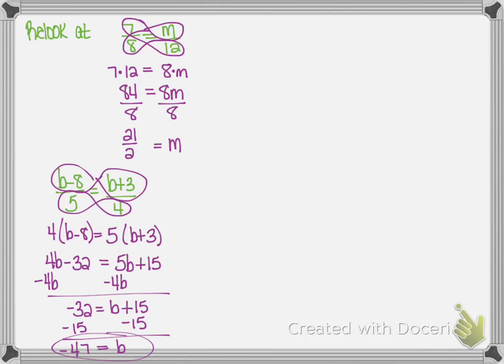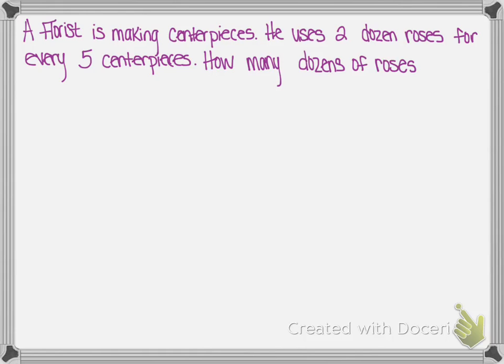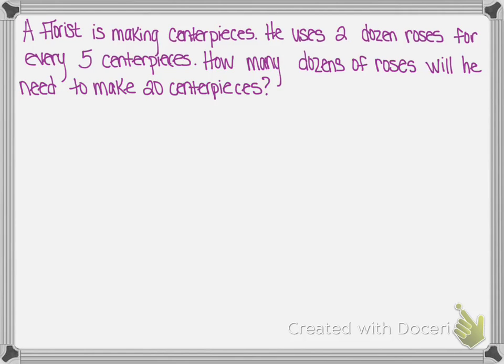I do want to include one word problem, which would be more of the application. And then this will be the last example for your notes on this section. A florist is making centerpieces. He uses 2 dozen roses for every 5 centerpieces. How many dozens of roses will he need to make 20 centerpieces? Well, first off, when we solve this, we want to set up a proportion. We know 2 dozen roses will give us 5 centerpieces.